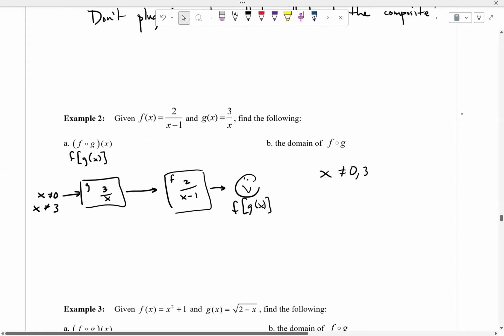So there are steps to do this. Actually, we didn't find F composed with G of X. Can you please find F composed with G of X? Find one expression. Use your algebra skills. Oh, this is all you have to do. I see.